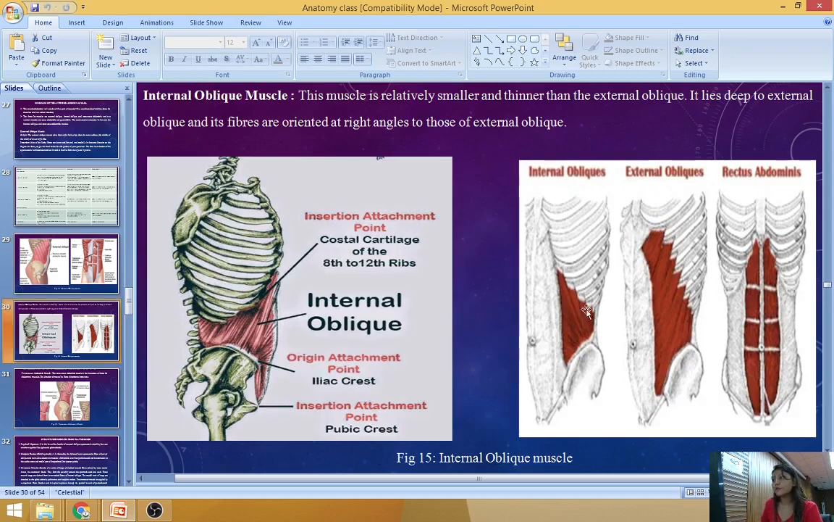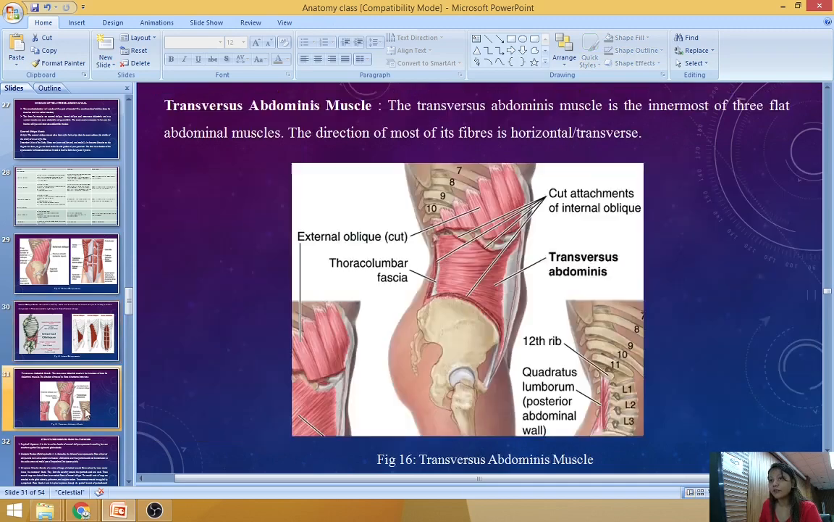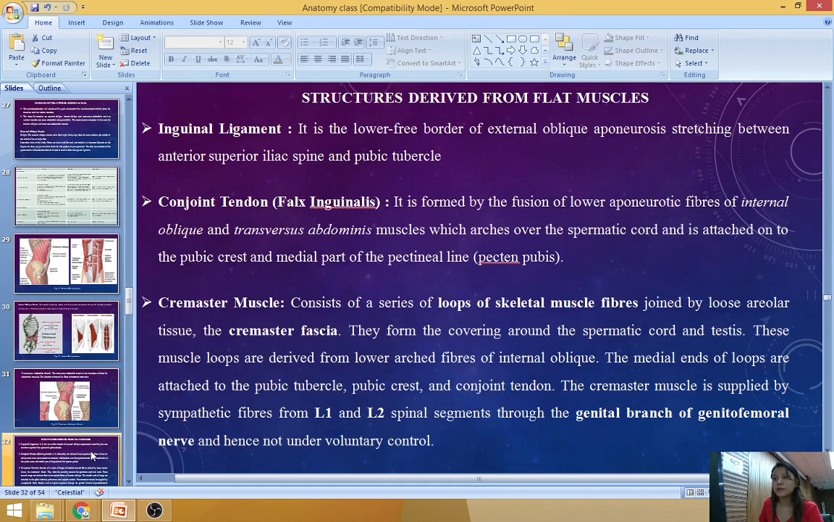So here you can see this is the external oblique. If you cut this, you will get the internal oblique. Okay, and then if you cut both external and internal, you will get the transversus abdominis. You will get this transverse muscle which is known as transversus abdominis.